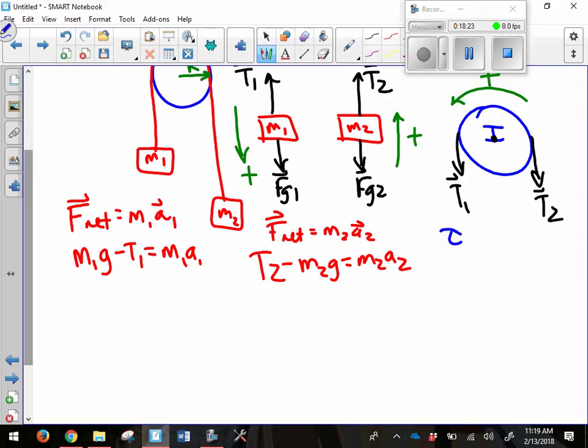And then for the pulley, I'm going to use tau net. And what's tau net equal to? I alpha. Okay. It's a vector in the sense that it can be positive or negative, but it's not truly a vector yet. That will be the next chapter. We will make tau into a true vector, but it involves some math that we don't know how to do yet. You don't know how to do yet.